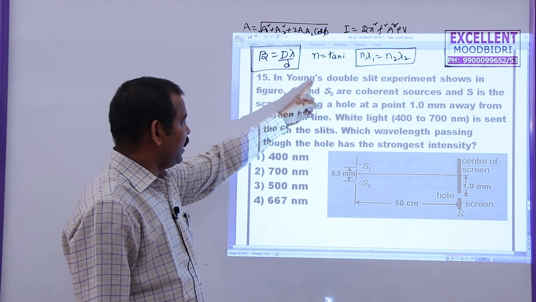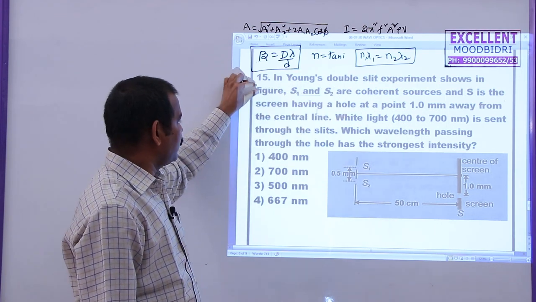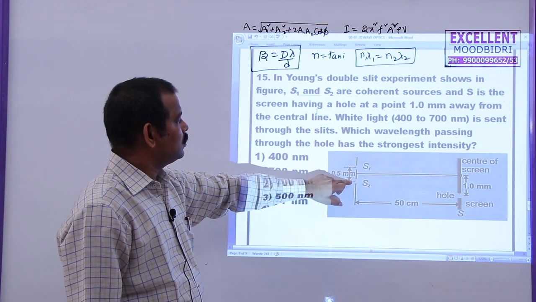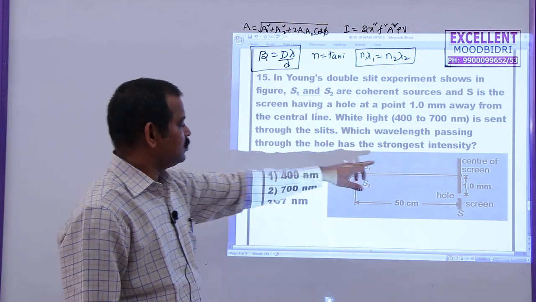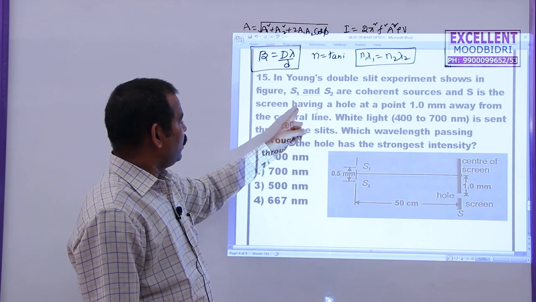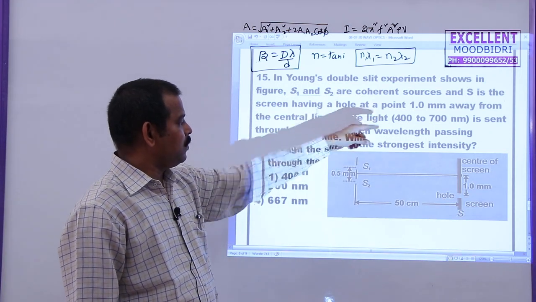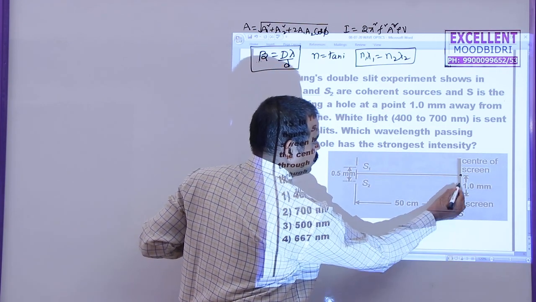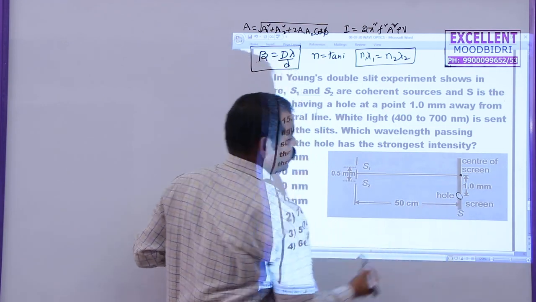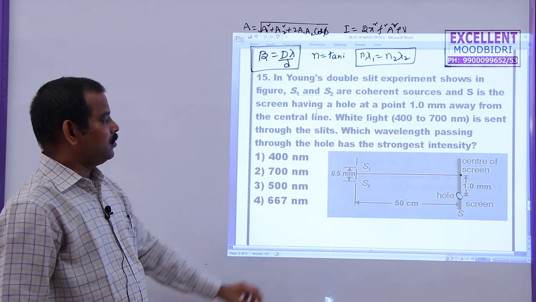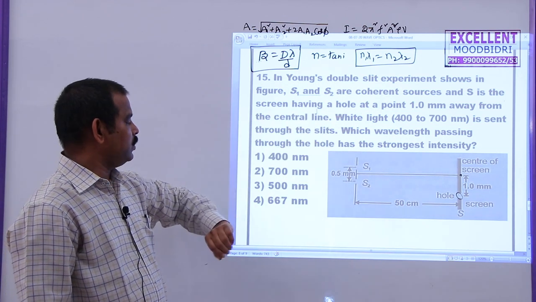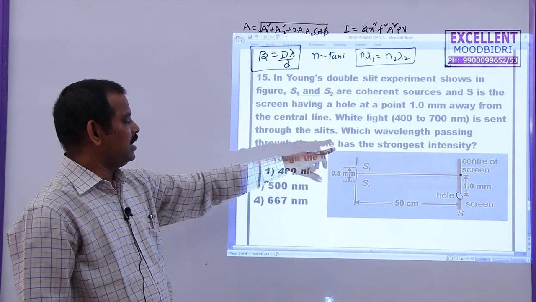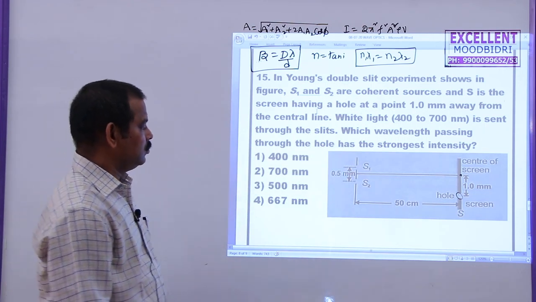15. In Young's double slit experiment shown in the figure, S1, S2 are coherent sources. These are the two coherent sources, and S is the screen. So this is the screen having a hole at a point 1 millimeter away from the central line. So this is the central line, the central fringe. At 1 meter distance here there is a hole. White light from 4000 to 7000 angstroms is sent through the slits. Which wavelength passing through the hole has the strongest intensity?